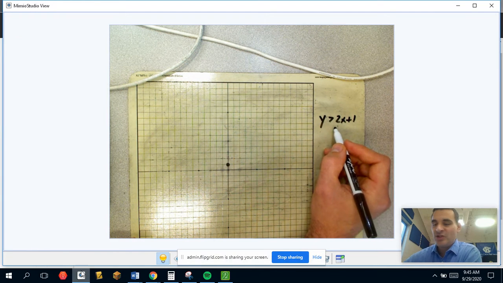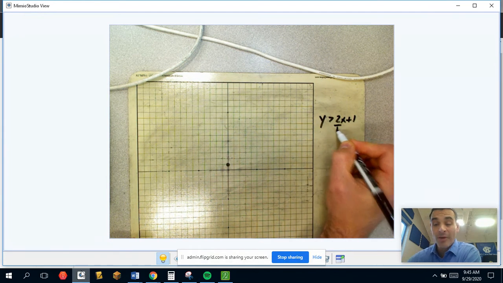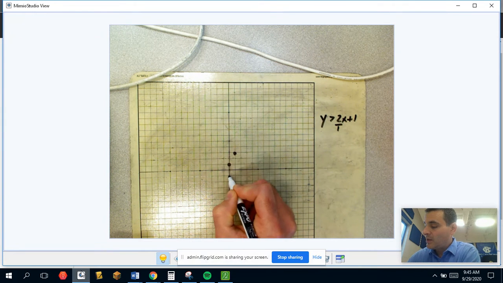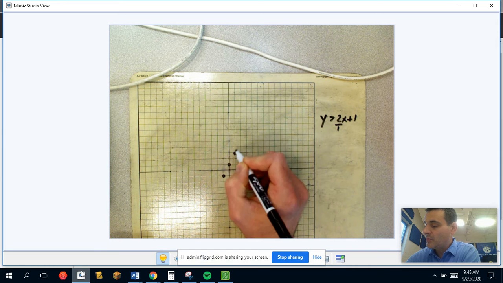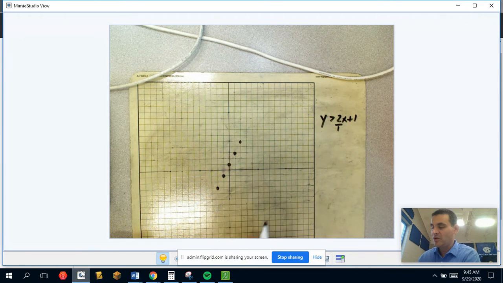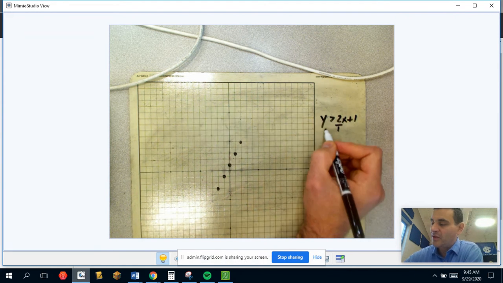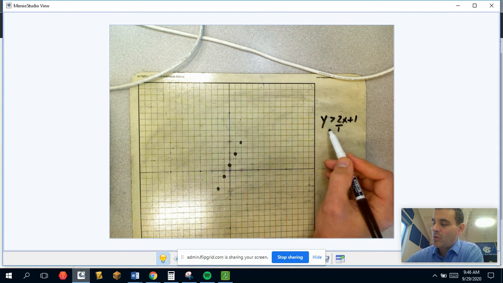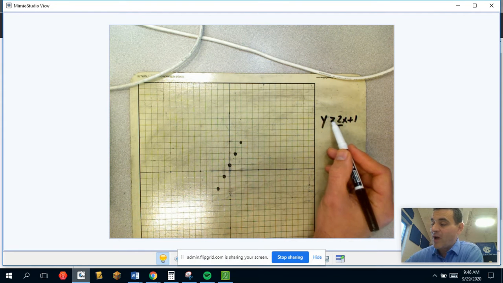My slope here is 2, which is equivalent to 2 over 1. So I'm going to rise 2, run 1. And again, you can do that multiple times if you want. You don't. All you need is 2 points, but you can do it multiple times. Now, if I connect those with a line, I'm showing you where the two sides are equal. But I want to know where y is bigger. In this particular case, it says y is greater than and not equal to.